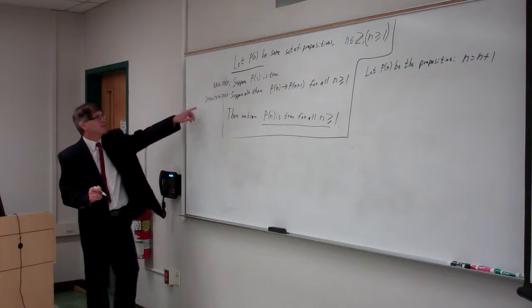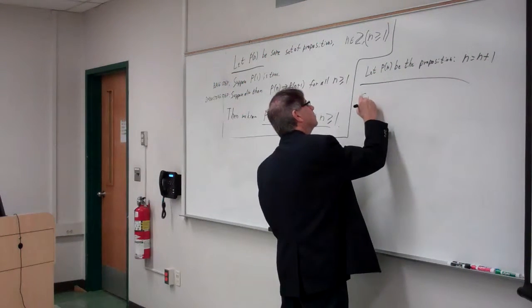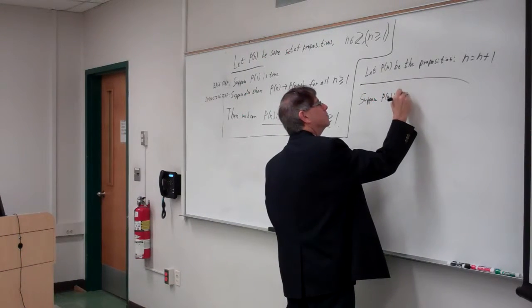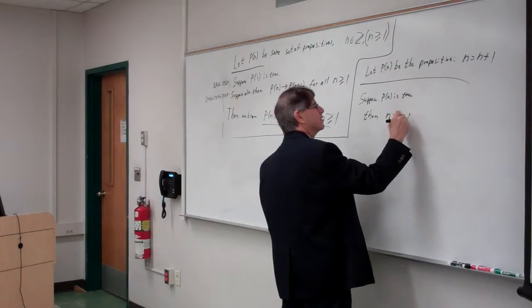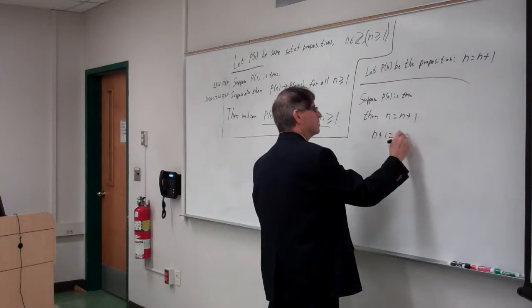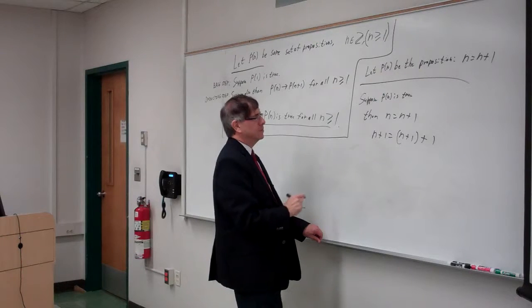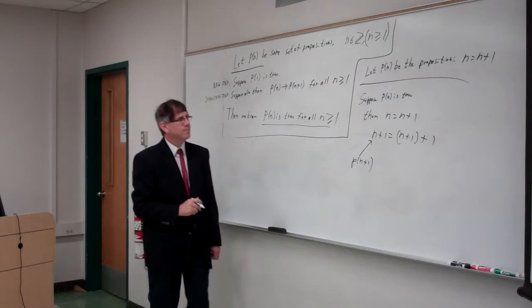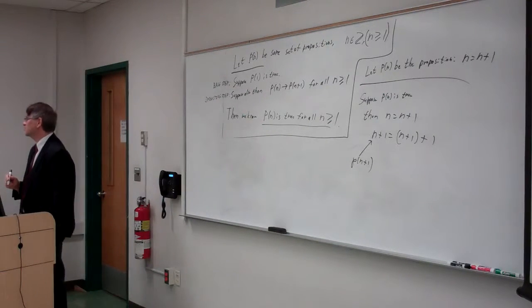Suppose we just rush ahead to the inductive step. Suppose P of n is true, then n equals n plus 1. If we add 1 to each side, n plus 1 equals n plus 1 plus 1. And this is P of n plus 1. So if P of n is true, P of n plus 1 is also true.